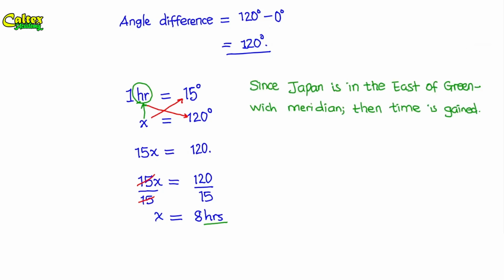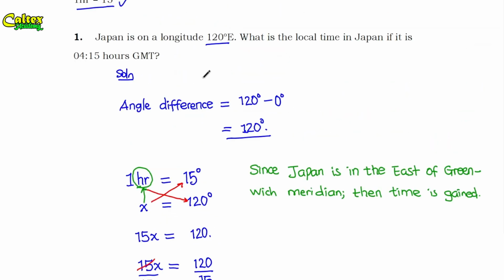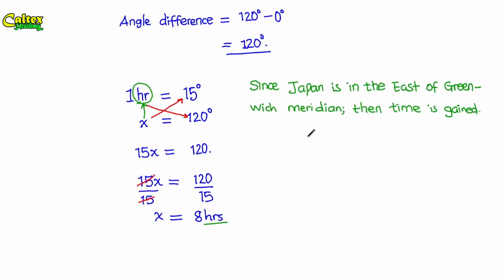Therefore, let's have our time given in Japan from GMT, that is 04:15 hours, and we add the time we've just gotten. So we have 0415 hours plus our time here. I need to write it in the same way. That is 08, and these are exactly hours. We don't have minutes here, so we can also put 0800 hours. And the next thing is adding these two together.